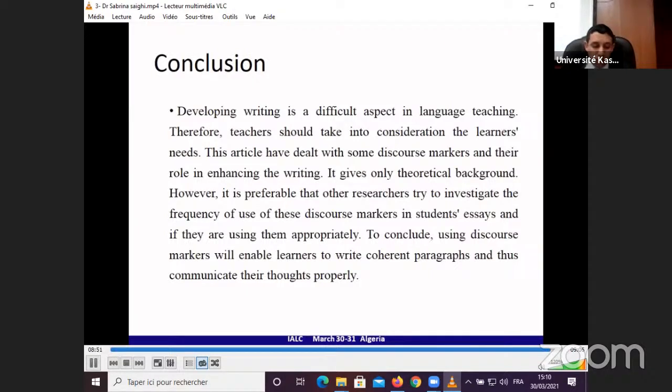To conclude, using discourse markers will enable learners to write scoring paragraphs and thus communicate their thoughts properly.